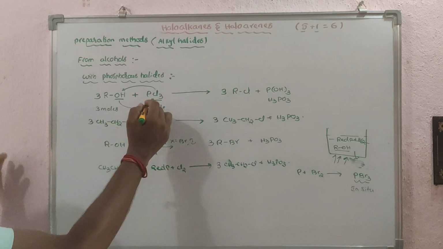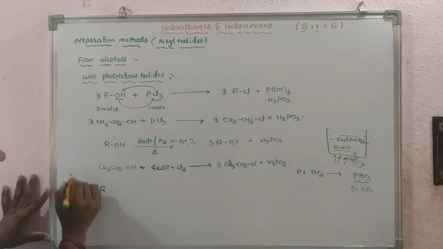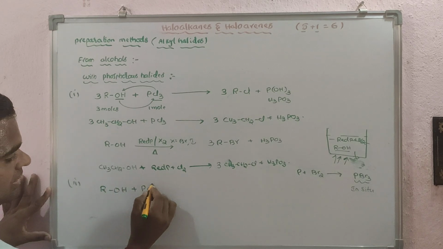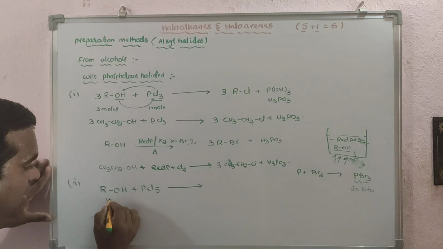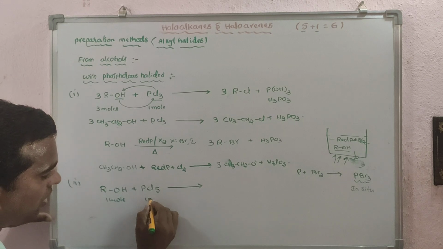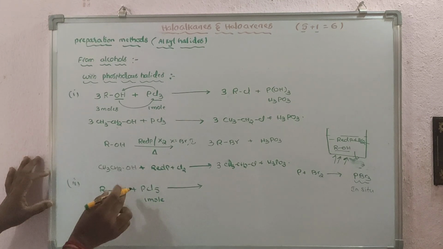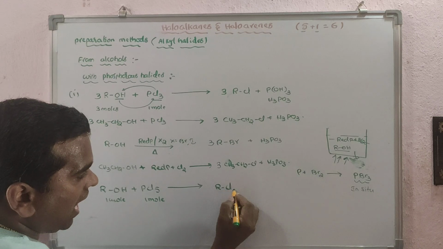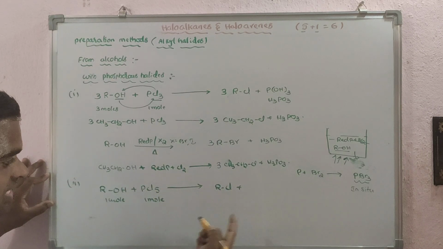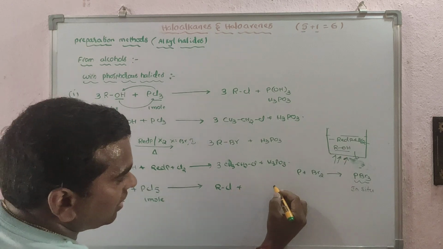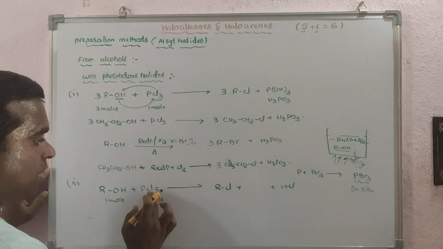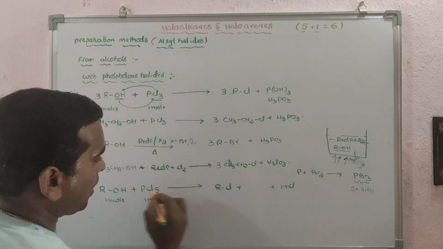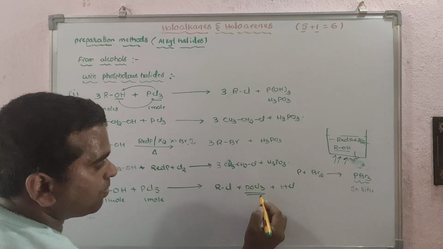Next one, reaction with phosphorus pentahalides. The first one was with PCl3, and now PCl5. In reaction with PCl5, alcohol reacts with PCl5 in equal moles: 1 mole of alcohol reacts with 1 mole of PCl5. See now, OH will be removed and you will get RCl. 1 Cl is added, OH is removed, and 1 H and 1 Cl will be removed as HCl. How many chlorine atoms are used here? 2. How many are left? 3, and 1 oxygen, with 1 phosphorus. So you will get POCl3. This is the product.